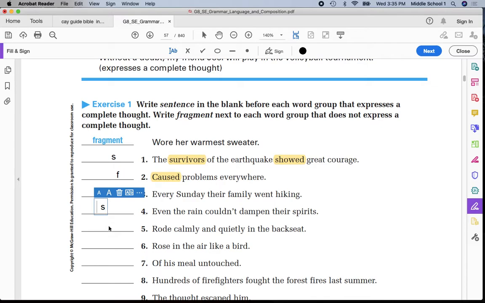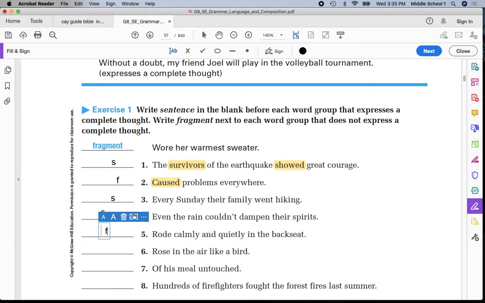That's a sentence. Number 5. It's a fragment. Why is it a fragment? It begins with a predicate. Rode calmly and quietly in the back seat. There's no subject. I don't know what the sentence is talking about. I don't know if it's talking about Fred. I don't know if it's talking about the dog. This is a fragment. It only contains a predicate.